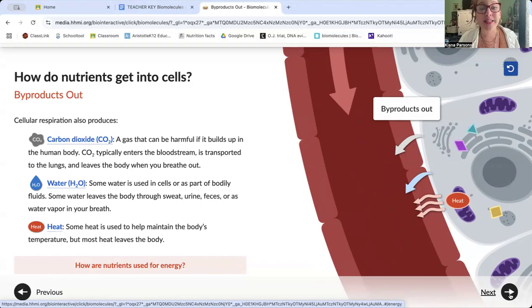So now we still have water and heat. Some of that water and heat can be released in your breath. If you've ever exhaled on a glass or a mirror, you can see the steam in your breath. It's hot and moist, but some of the water is used in our cells or as a part of our bodily fluids, while some leaves the body through sweat, urine, feces, or as water vapor in your breath. Heat is used to help maintain the body's temperature, but most heat leaves the body. We release heat all the time.